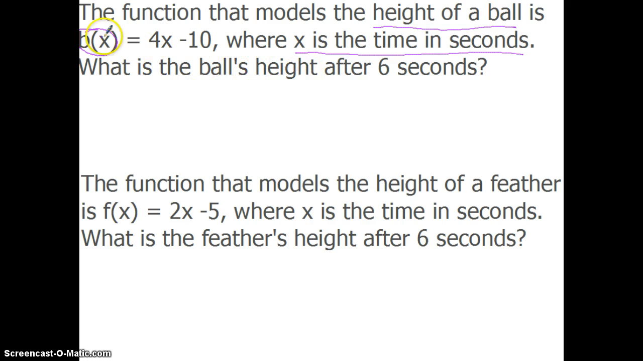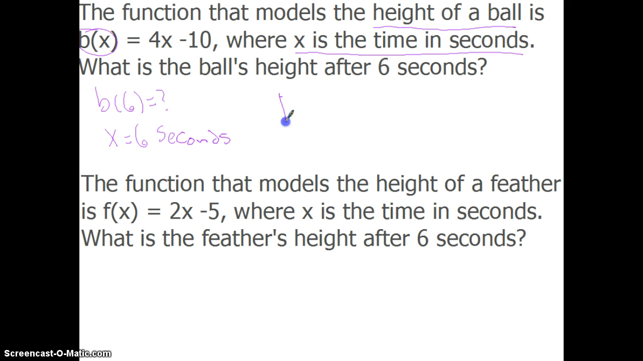It's saying the height of the ball is, so whatever this is equal to is the height of the ball. So what is the ball's height? What is this function after 6 seconds? Well, I know that x is the time in seconds. So the time in seconds is 6 seconds. So I want to know what b of 6 is. In other words, I want to replace x with 6 seconds. Now that's the hardest part of this problem, is recognizing that this is trying to tell you, please put 6 seconds into this function, tell me what you get.